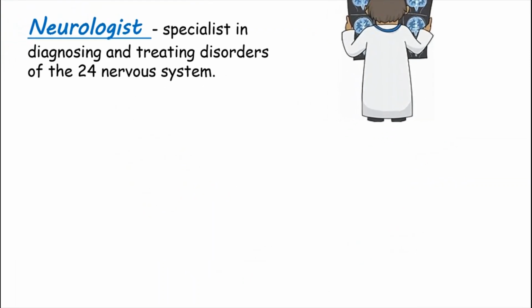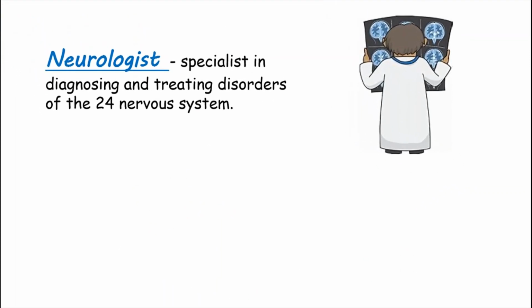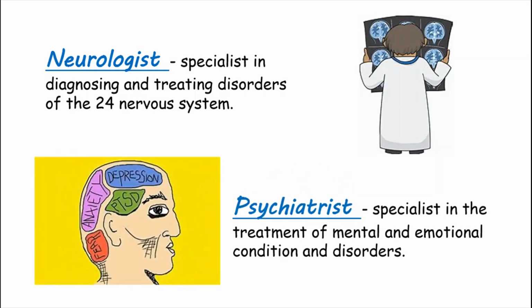Next, we have also the neurologist. Pag sinabi nating neuro, it's brain. Neuro is nasa utak. So, they are the specialist in diagnosing and treating disorders of the nervous system. So, pag sinabi nating nervous system, it's all about our brain. Pag sinabi nating neurologist, it's all about brain. Kaya, pag sinabi nating neurologist, sila yung specialist about sa brain natin. Again, neurologist is for our brain. They are the specialists for our brain.